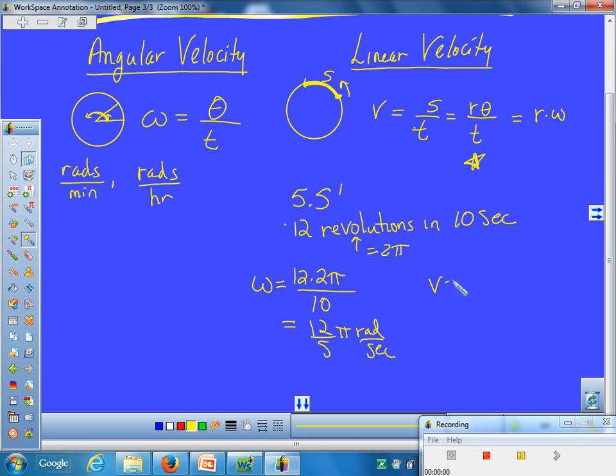His linear is much more interesting. How fast was his fingertip moving? Okay, I recommend the starred one. What was his radius? If his whole wingspan was 5.5, what was his radius? Wouldn't it be half of 5.5? It would be 2.75, thank you.